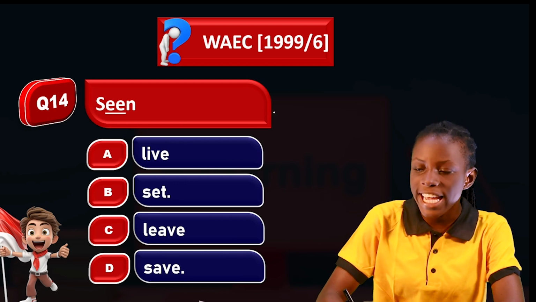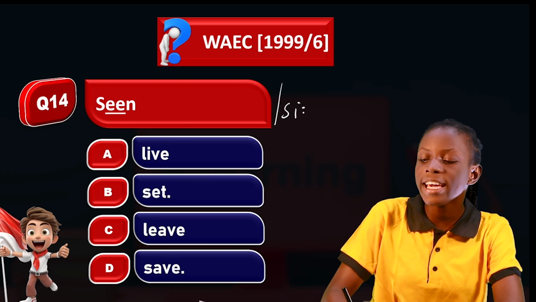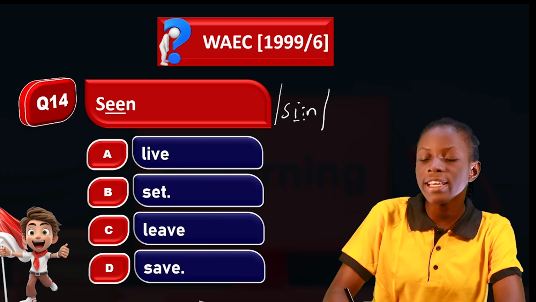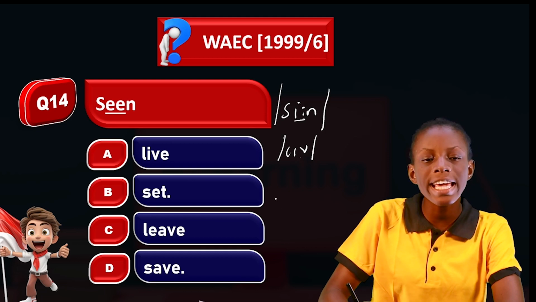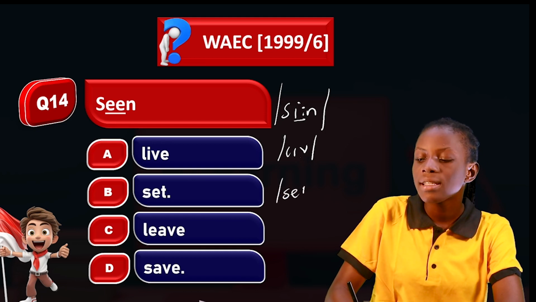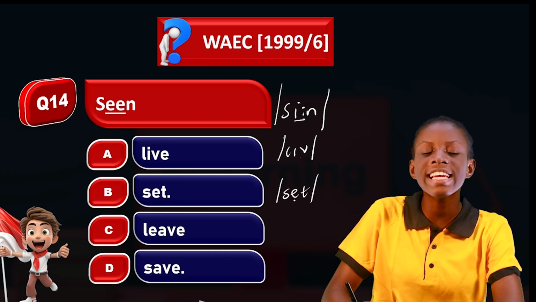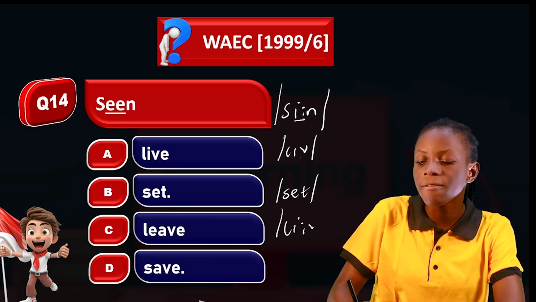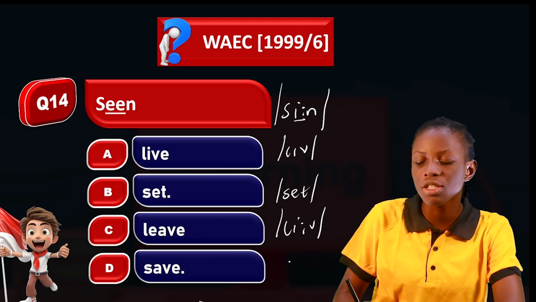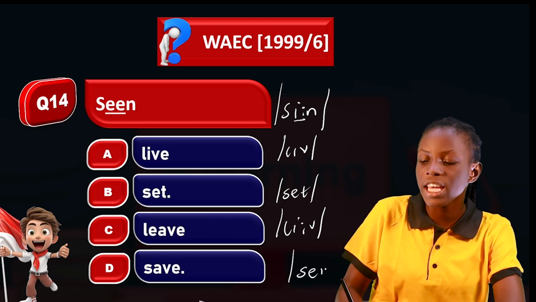So we have our seen to be seen, looking for the E sound, and options are leave, in, leave. Option B is set. Option C is leave. Have a leave to be in, and have option D to be save, save.